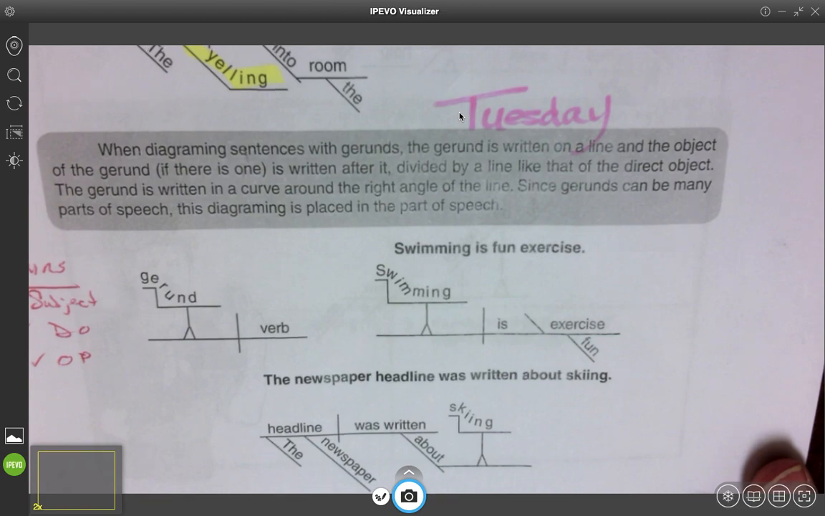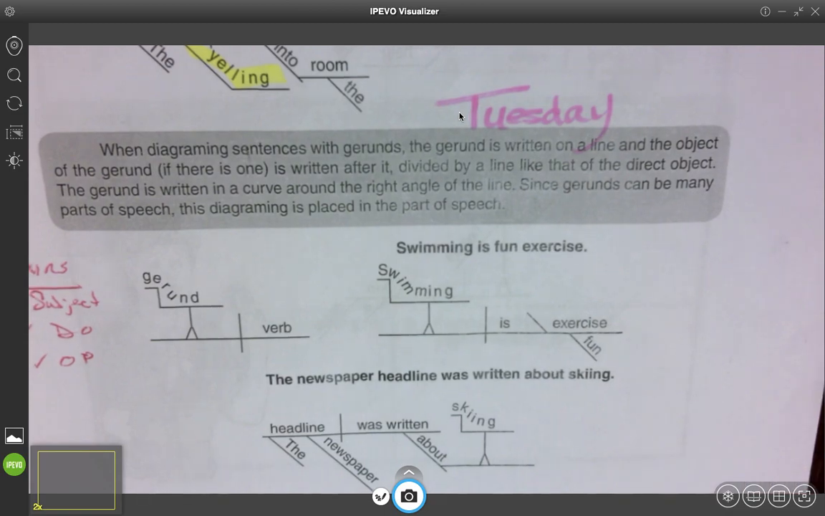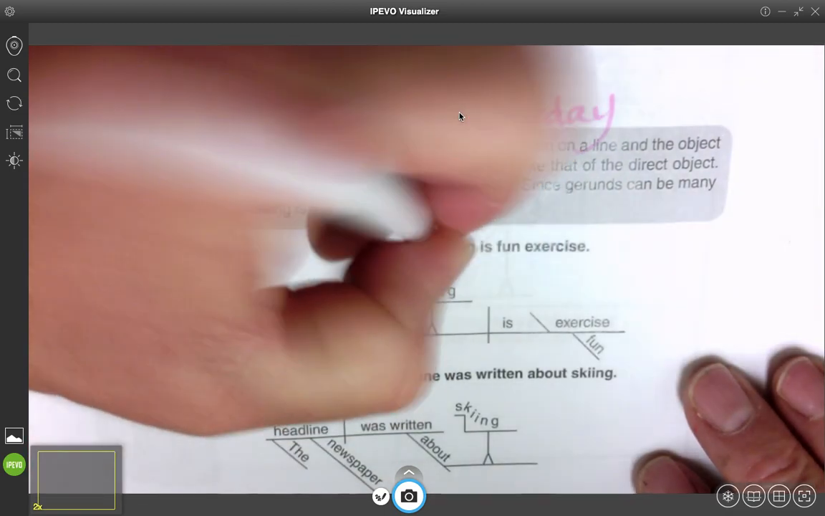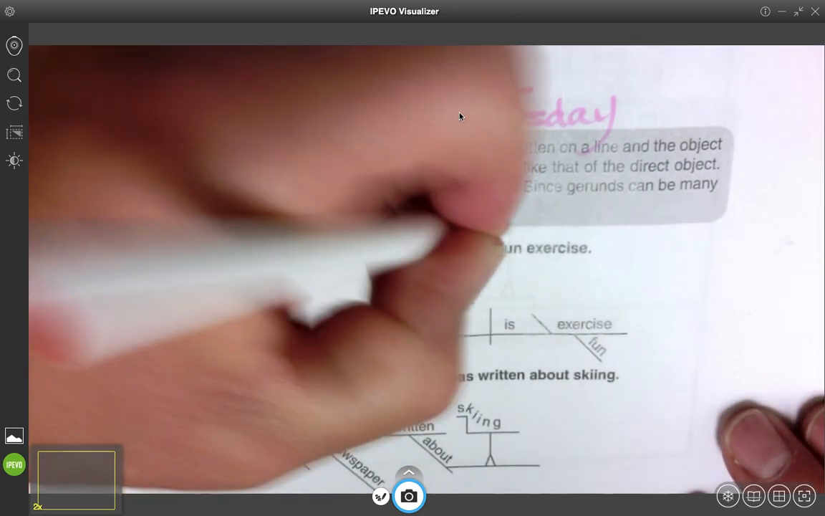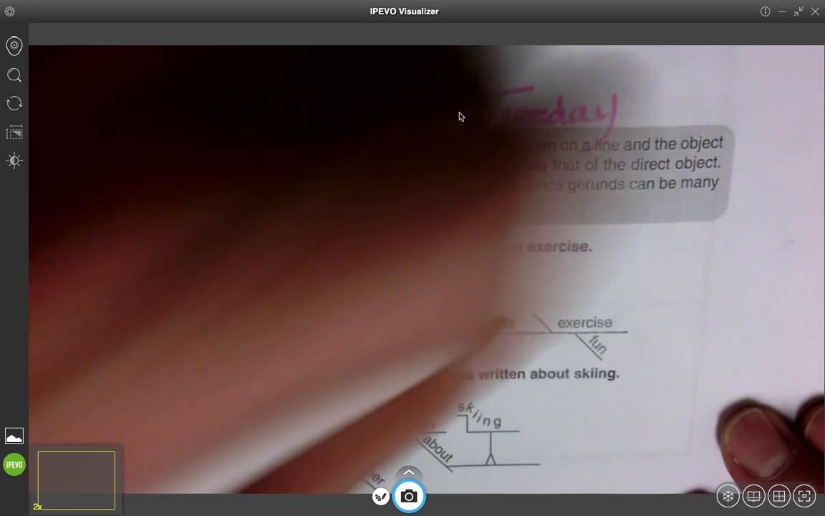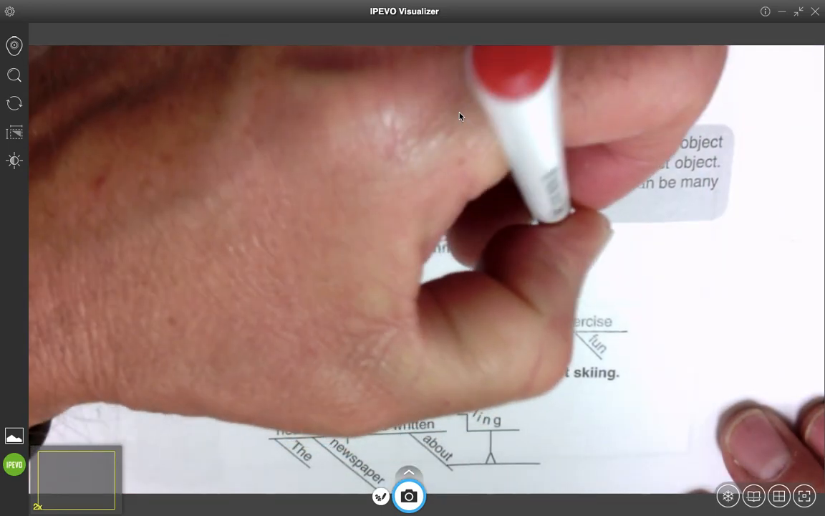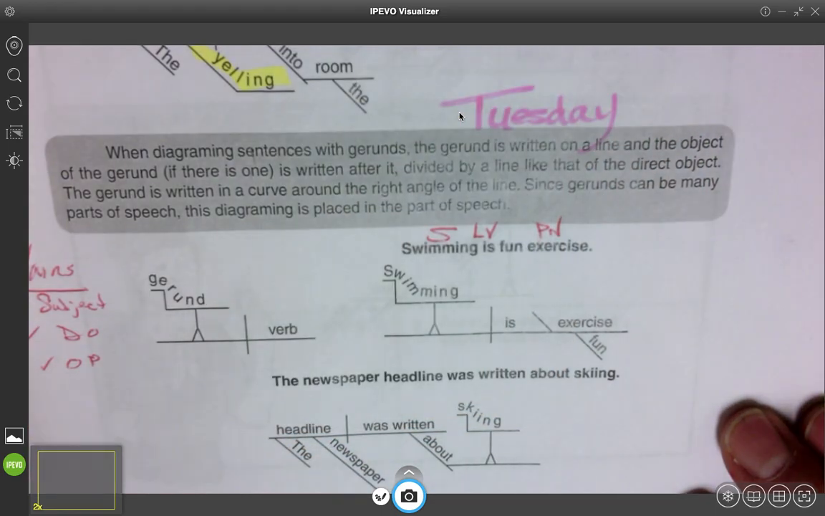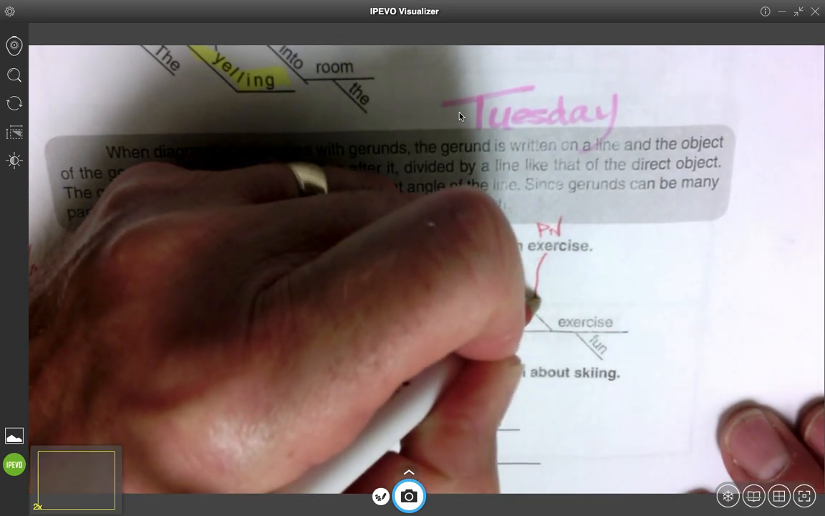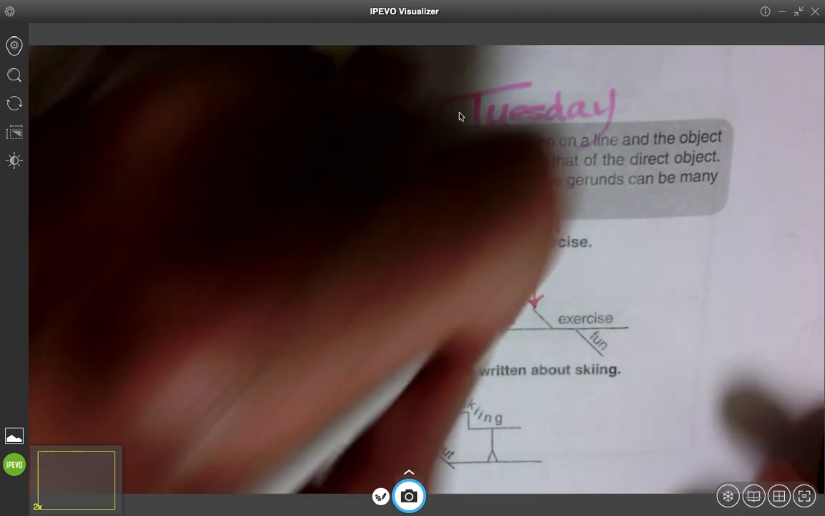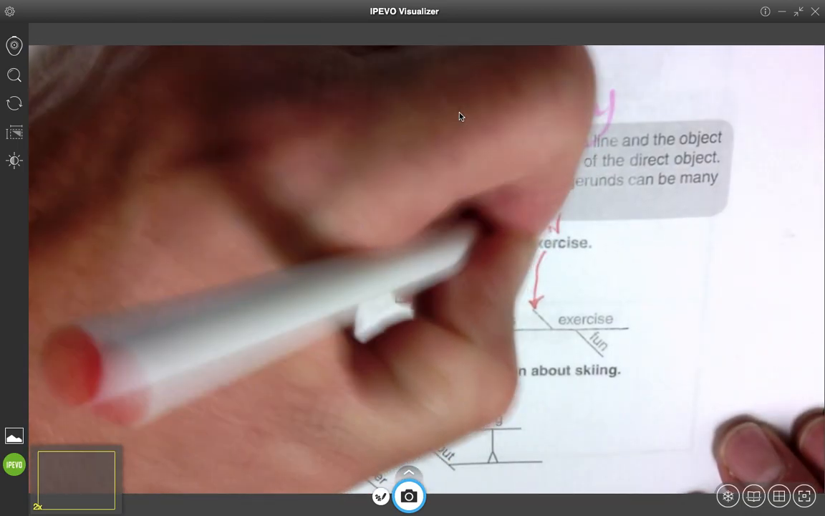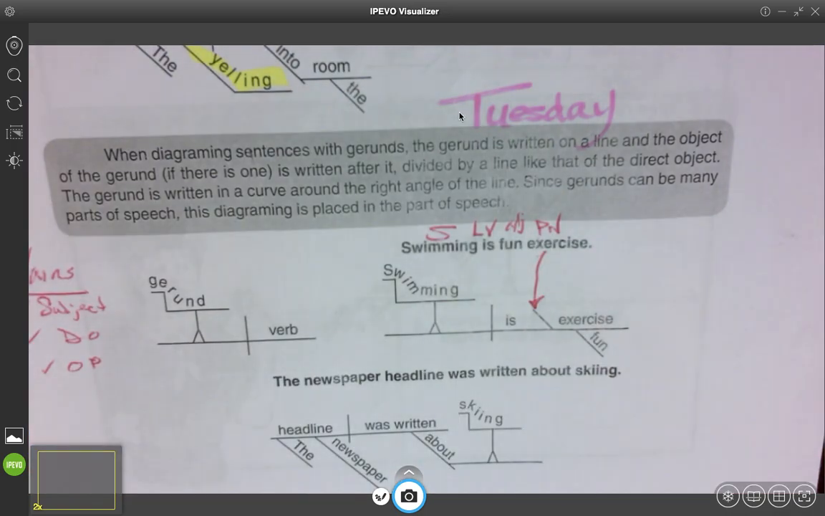Swimming is a fun exercise. I identify the subject of the sentence as being swimming. I notice I have a linking verb, and then I have a predicate noun. We remember that if we have a predicate noun, we have a slanted line. The word fun in this sample is an adjective.